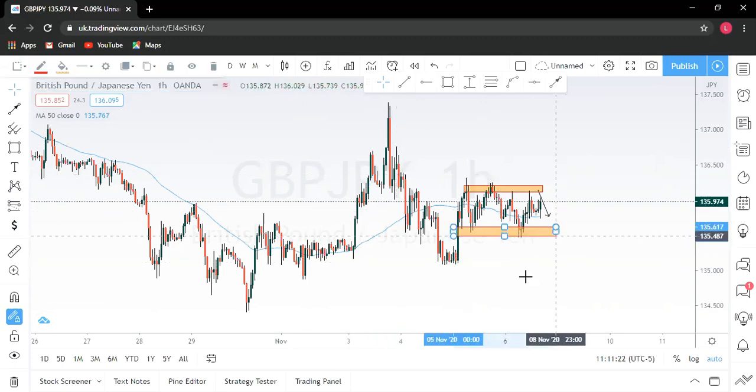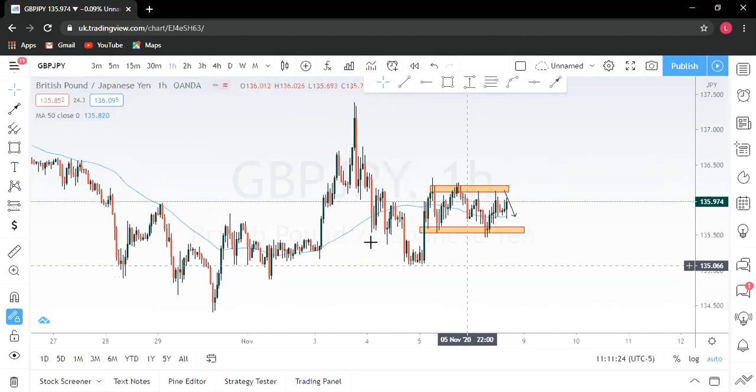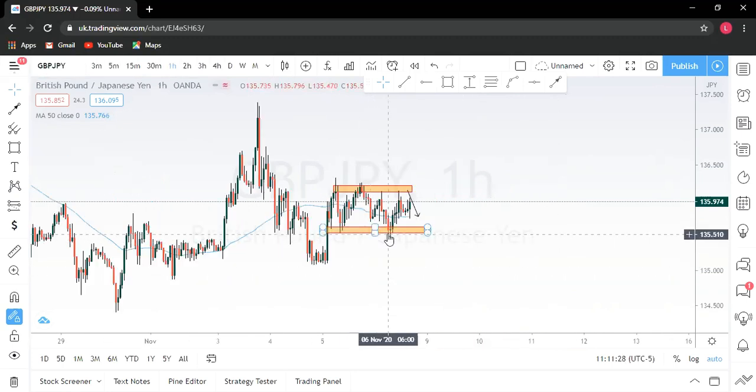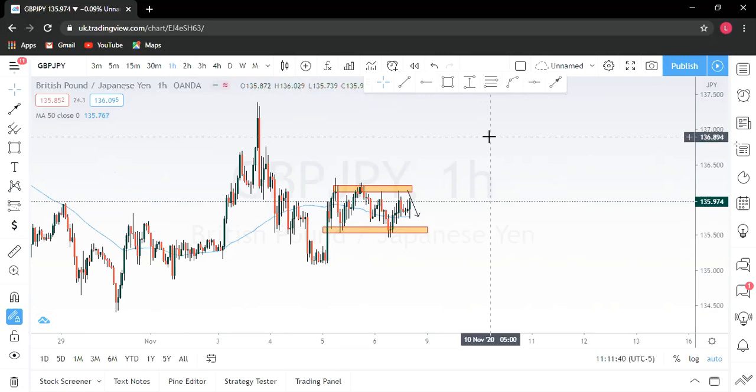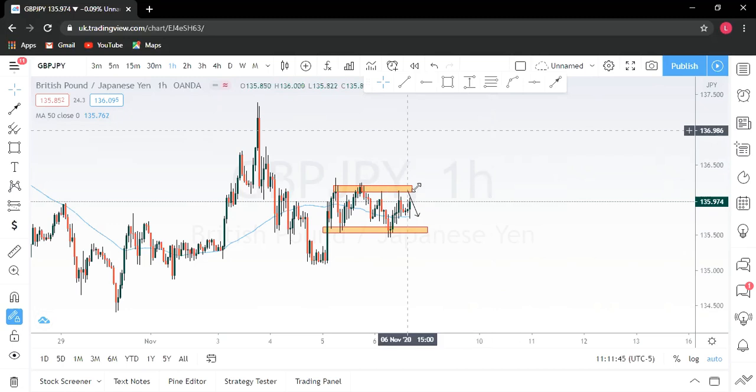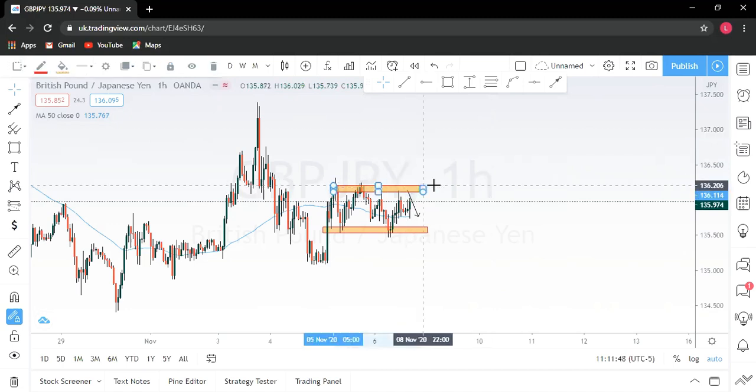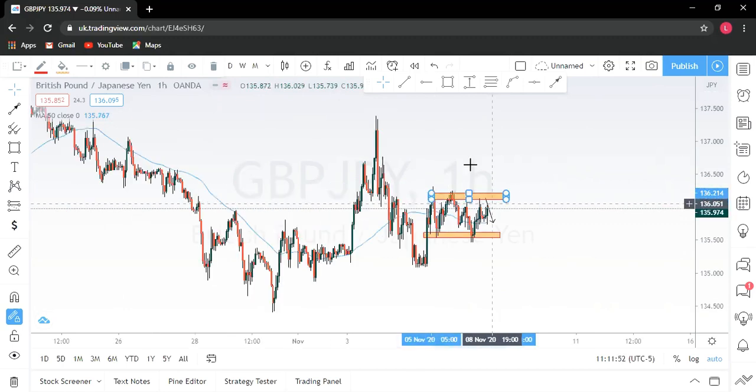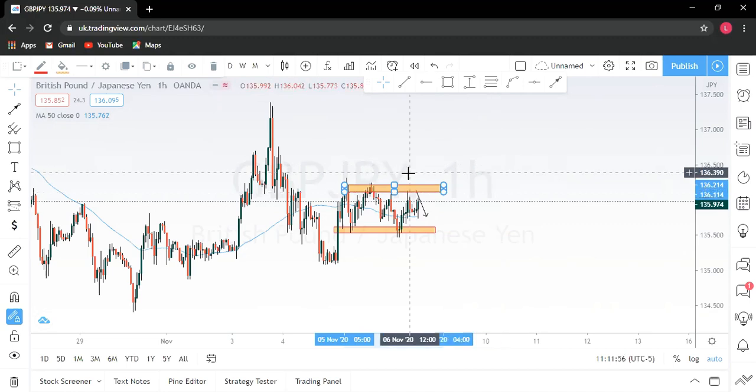Whenever you see this ranging, it is believed that the market is actually accumulating, like they are trying to get more positions before they are able to push the market to wherever they want to push it to. You understand what I'm talking about? Some people will buy, some people will sell. So they are trying to accumulate positions before they push the market in the right direction.